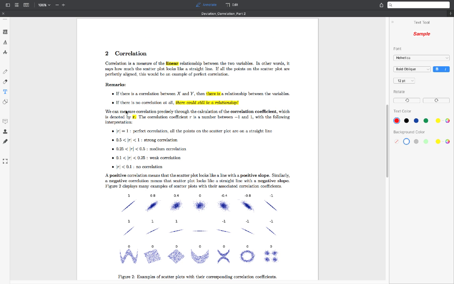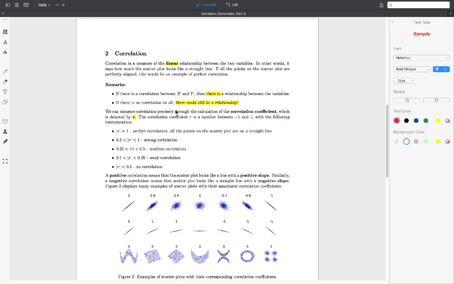So there are some important remarks. If there is a correlation between two variables, then there is a relationship between them. If there is no correlation at all, there could still be a relationship. And again, this relationship does not imply causation. In other words, it does not imply X causes Y. But we are looking to measure and establish relationships between variables.